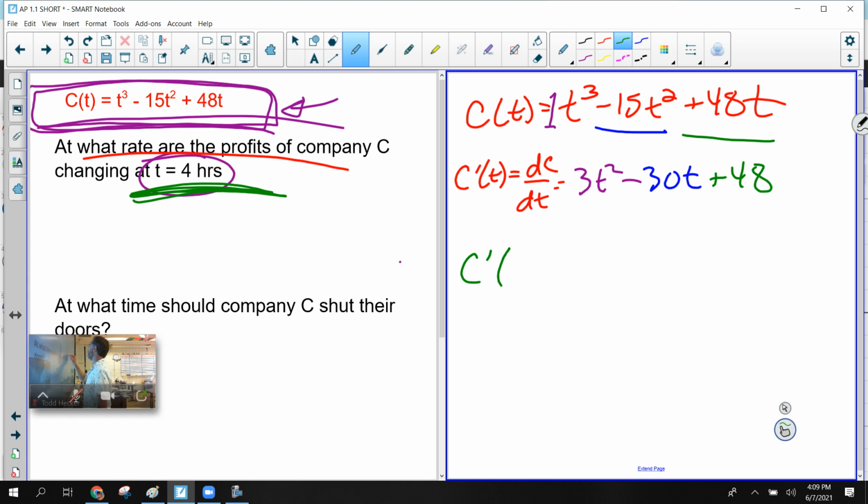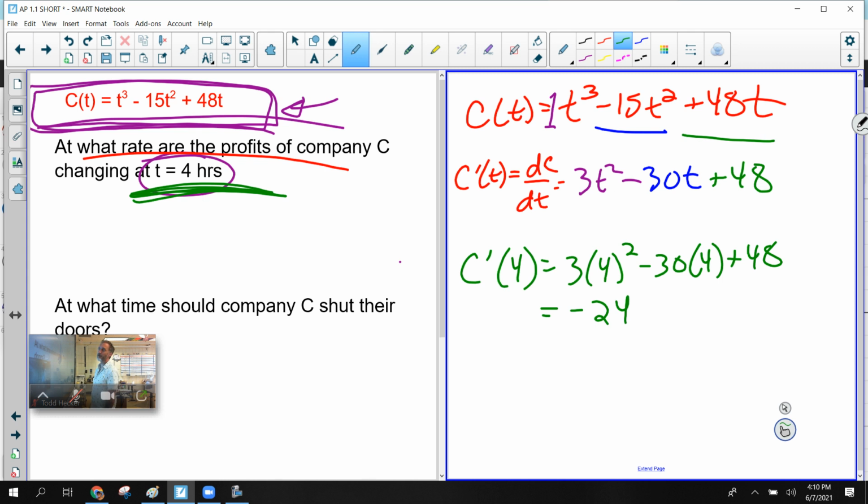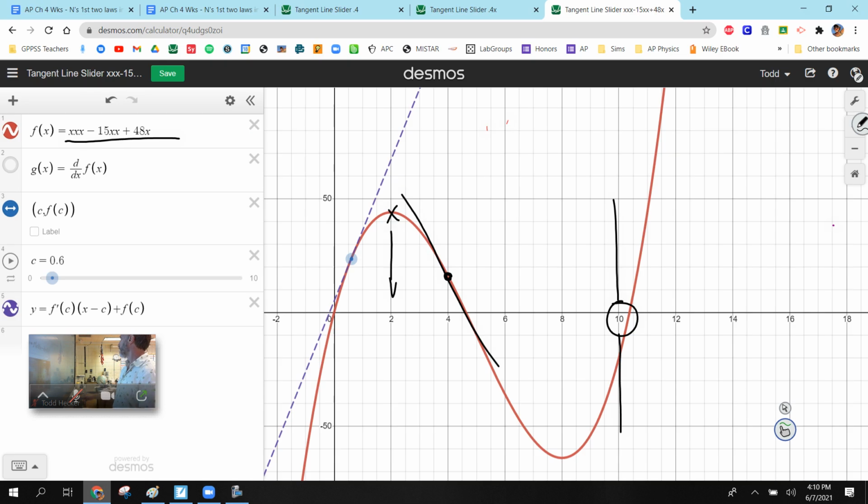So c prime after 4 hours, the derivative of c after 4 hours, we'll just plug in 4. So you get 3 times 4 squared minus 30 times 4 plus 48. And if I remember right, this gives you negative 24. 16 times 3 is 48, so 48 minus 120 plus 48... let's see, 96 minus 120 is, yeah, negative 24. And then the units are going to be thousands of dollars per hour, whatever. The slope is negative 24, whatever our units are. So what that means then is we go back to our graph over here.